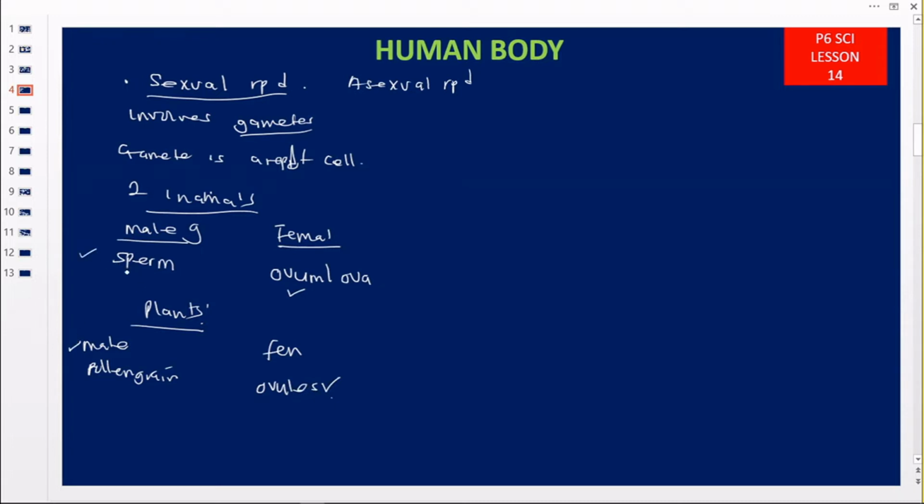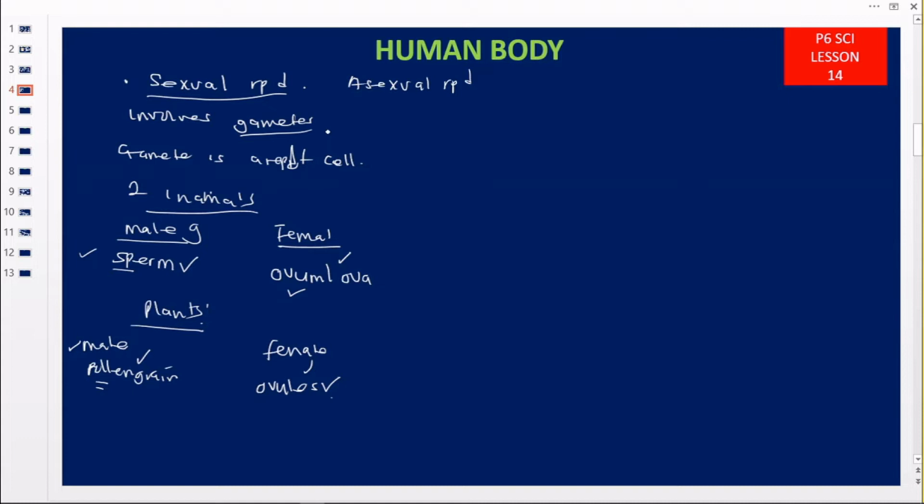This is a common question in exams: how is a sperm similar to pollen grains? Both are male gametes. The male gamete in a male animal is a sperm, the ovum is for female animals, pollen grains are for male plants, and ovules for female plants. This type of reproduction where we see these gametes getting involved is called sexual reproduction.